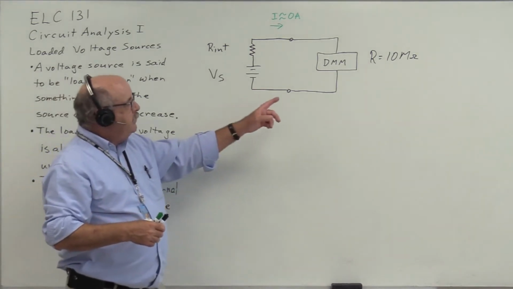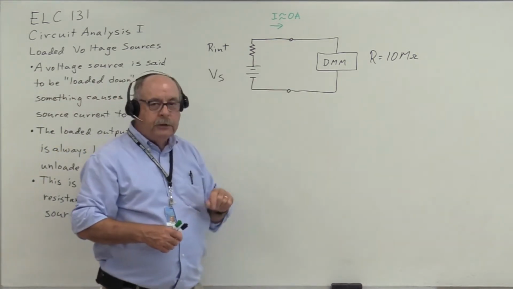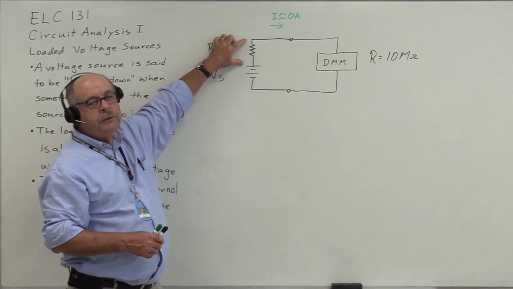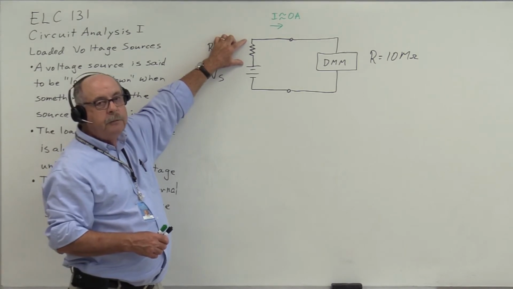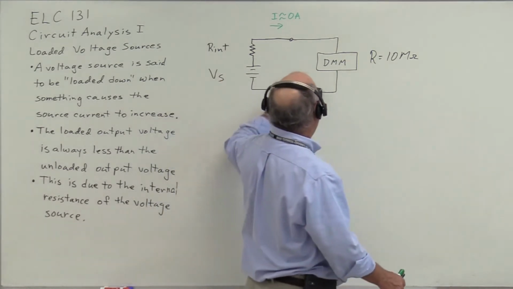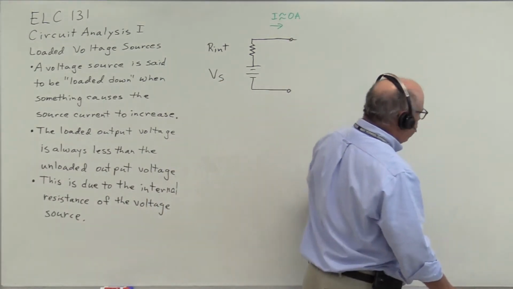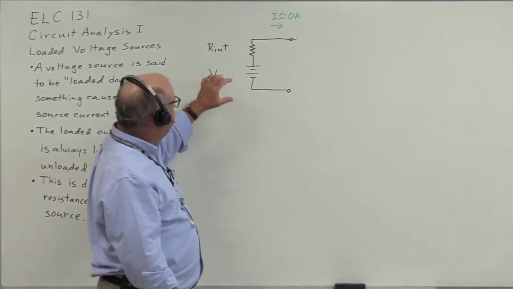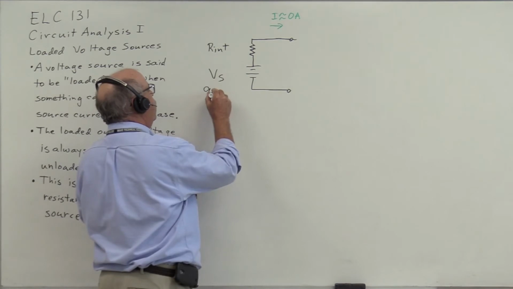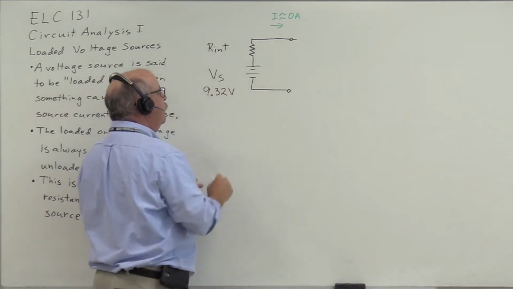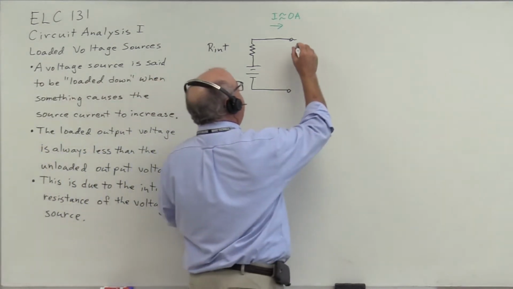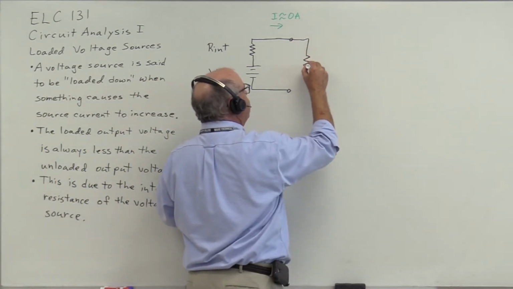Because the resistance is so large, because the current is so small, the voltage drop across the internal resistance is approximately zero. So when we measured the output voltage with no load, this was approximately equal to the potential inside the battery, or 9.32 volts. Now we connected a 91 ohm resistor to the battery.